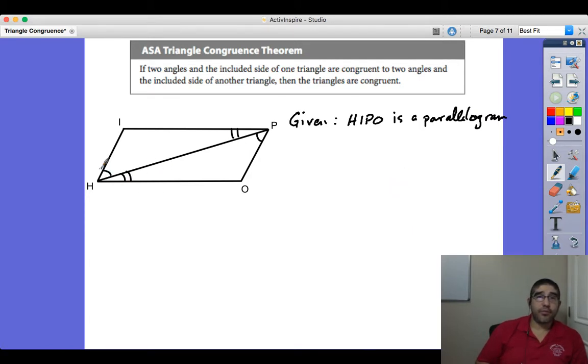Because of the picture, we're also given that angle IHP is congruent to angle OPH. And also from the picture, because they're marked, if they're not marked, then you can't use it. Only if they're marked. Angle PHO, which is one of my favorite foods, is congruent to angle HPI.